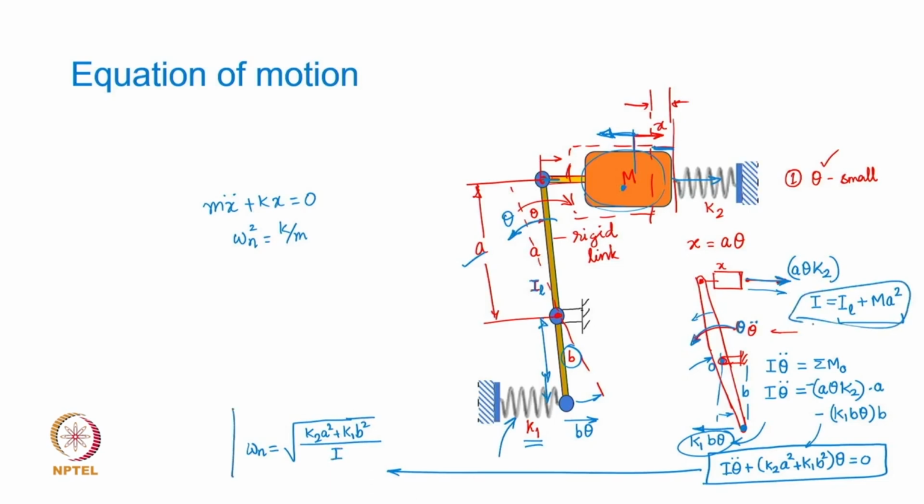Okay. So, that basically now becomes the governing equation of motion for this vibratory system. That is how one can find out the governing equation and natural frequency by Newton's approach, figuring out what are the forces acting on the free body.